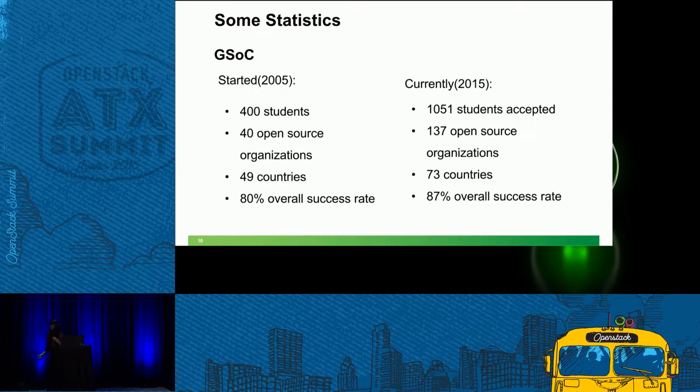Okay, so here I thought maybe it's interesting to see some statistics about the programs over the years. Google Summer of Code started in 2005, with 400 students and 40 open source organizations, and we had students from around 49 countries. The success rate was around 80%, whereas now we have almost 1,051 students, and the number of organizations has multiplied so much, across 73 countries. And the success rate, as we've seen over the years, is only increasing. We never saw a drop in the success rate.